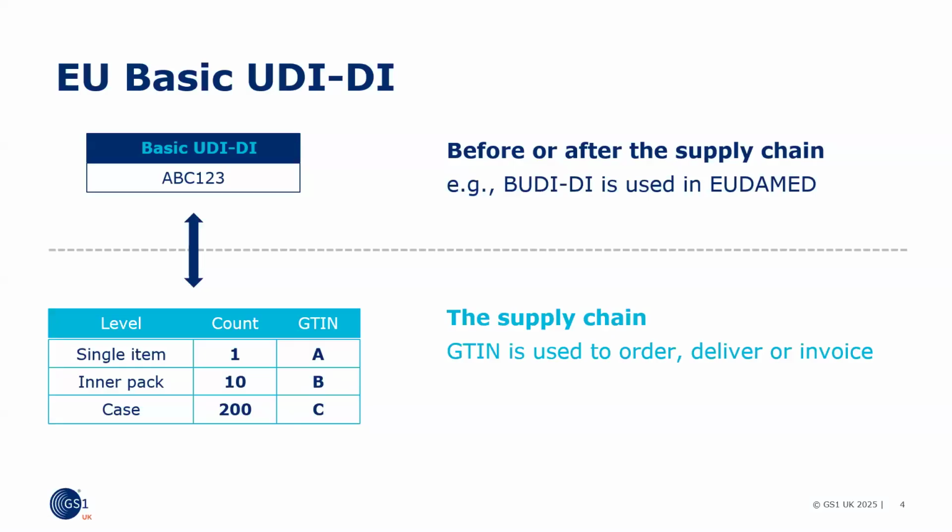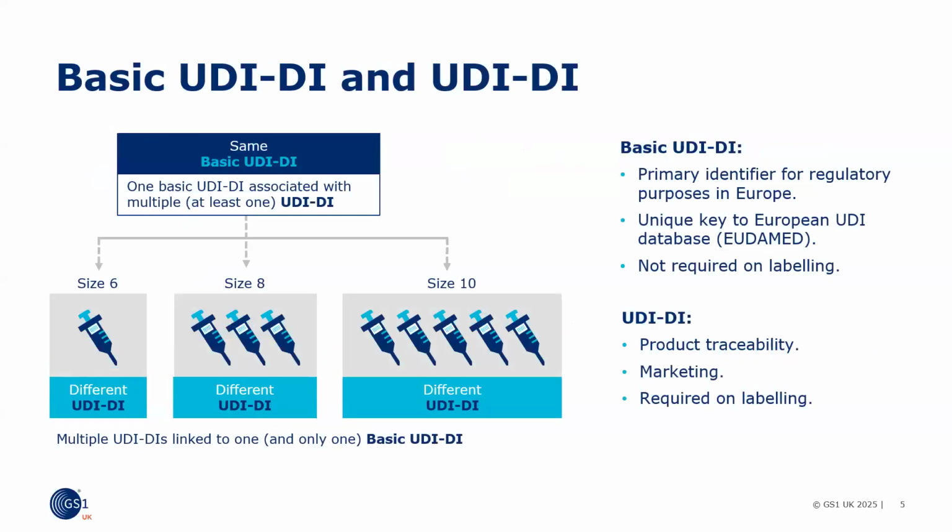Here's a graphical representation of how the basic UDI-DI links to the different GTINs of the products and packaging levels within the group. Anyone searching using the GTIN will access all the other GTINs and documents about the products in this group as they're connected by the basic UDI-DI. Here we have multiple UDI-DIs for the different size syringes and different packaging configurations, all linked by the same basic UDI-DI.